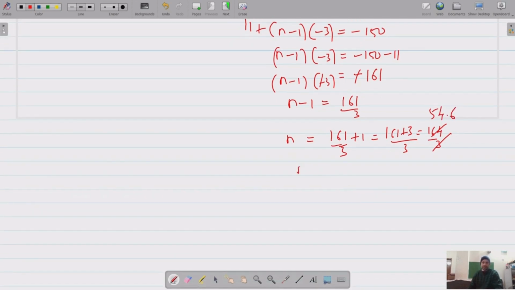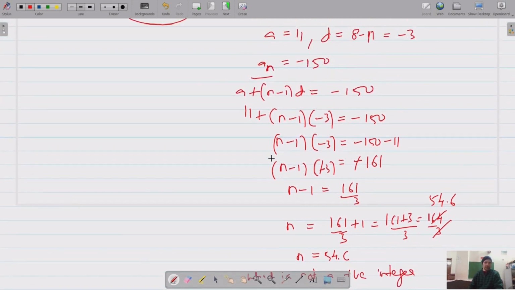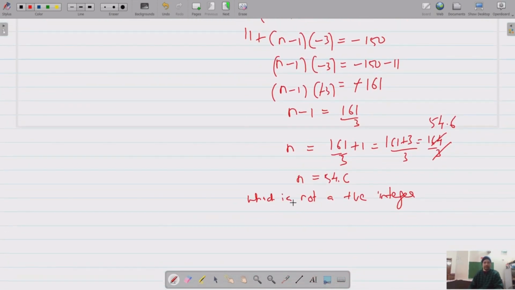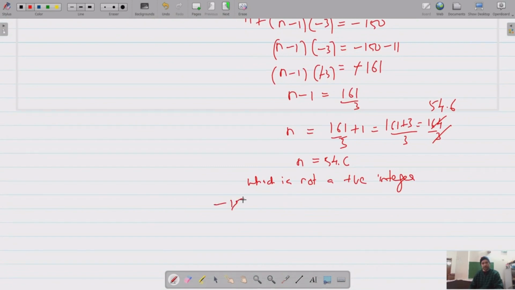So n is not a positive integer, so this minus 150 is not a term of the given AP. So minus 150 is not a term of the given AP.